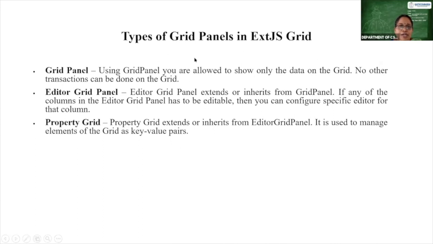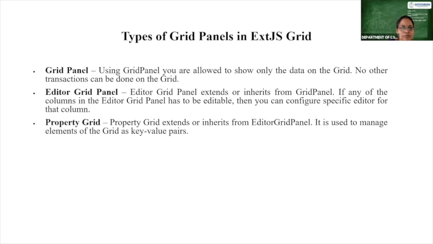So there are types of grid panels: grid panel, editor grid panel, property grid. The grid panel shows only the data on the grid. You cannot do any addition or any modification on the grid. That is called a grid panel. The next type is the editor grid panel. This is actually a derived class of the grid panel. Here the columns can be editable. You can edit the columns, you can edit the rows.